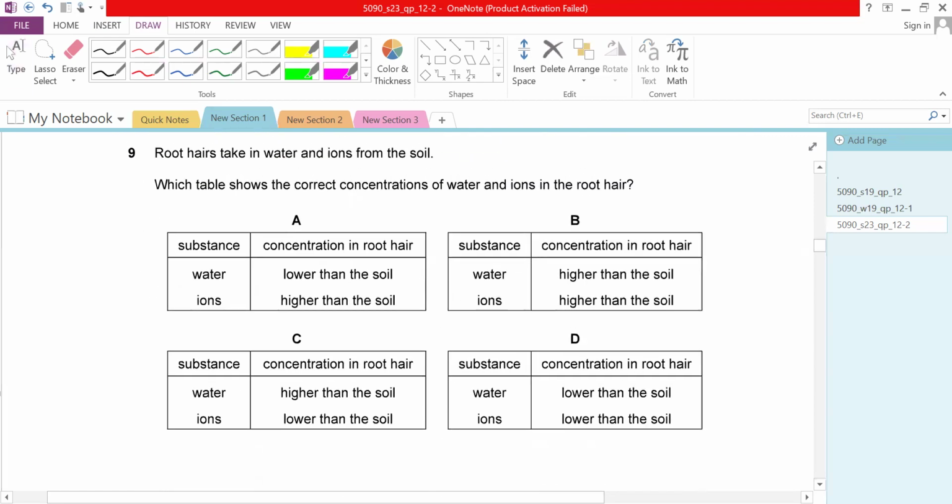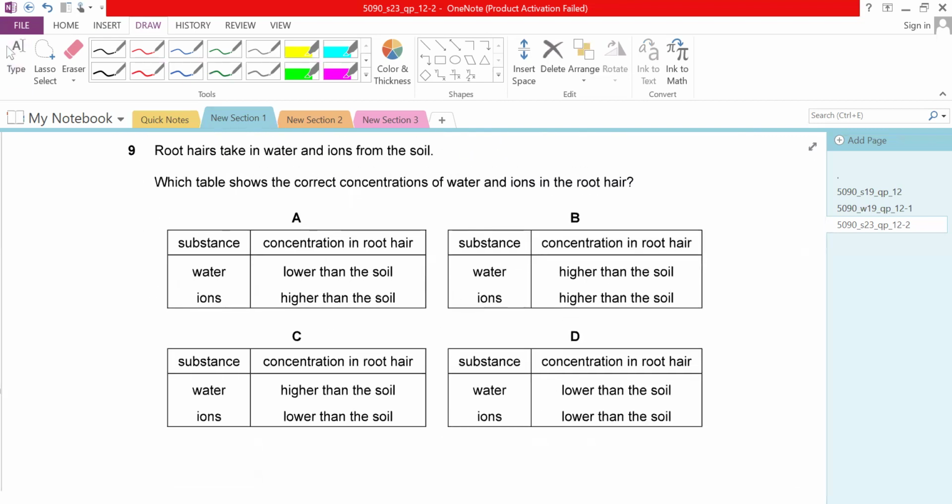Question number 9. The root hairs take in water and ions from the soil. Which table shows the correct concentration of water and ions in a root hair? Okay, 4 tables are given and you have to identify the correct one. Water concentration in root hair is lower than soil, and ions have higher concentration. Okay, water moves through osmosis and ions move through active transport.